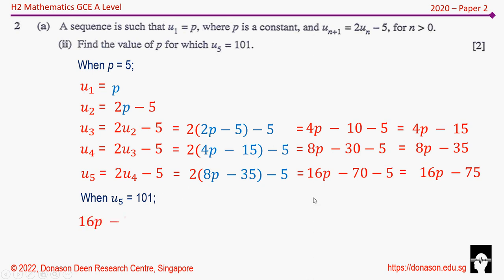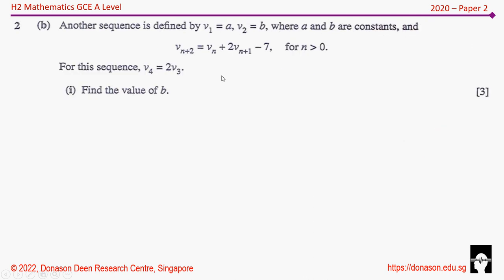When U5 equals 101, that means 16P minus 75 should be equal to 101. So now we need to find the value of P. Negative 75, if you throw it over to the other side, it's going to become positive 75. 101 plus 75 is going to give you 176, and then you're going to divide that by 16 in order to give you the value of P as 11. So that is how you find the value of P, okay, and P is equal to 11, and if you do that correctly you will get 2 marks.